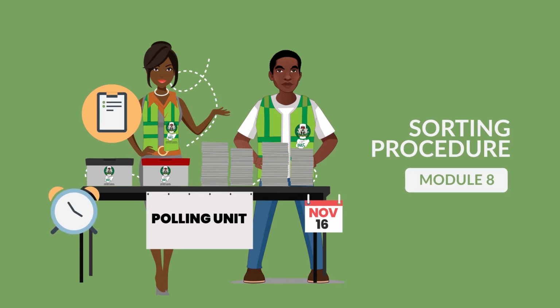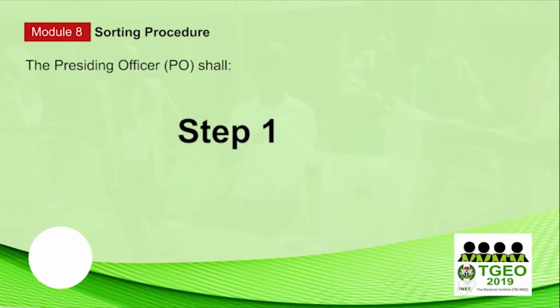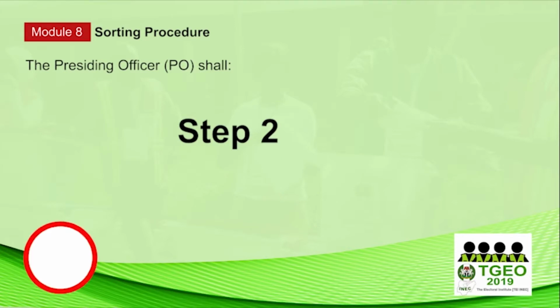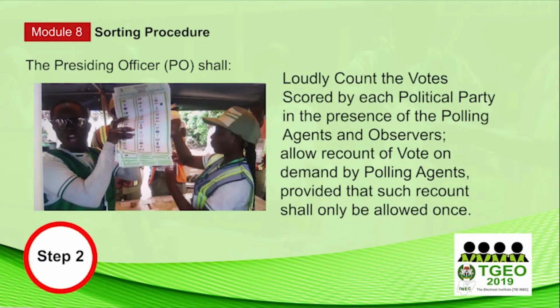The presiding officer (PO) shall: Step 1. In the case of a general election, sort according to the type of election. Sort the ballot into separate piles for each political party and one pile for rejected ballots. Step 2. Loudly count the votes scored by each party in the presence of the polling agents and observers. Allow recount of votes on demand by a polling agent, provided that such recount shall only be allowed once.